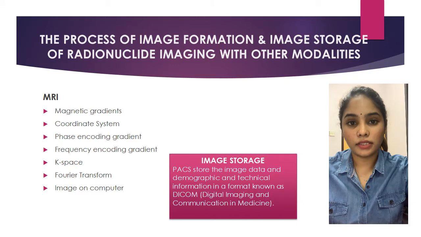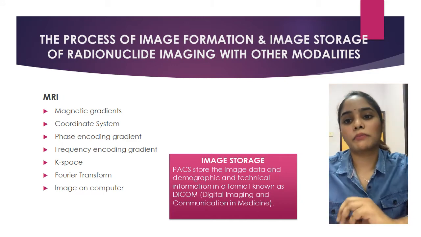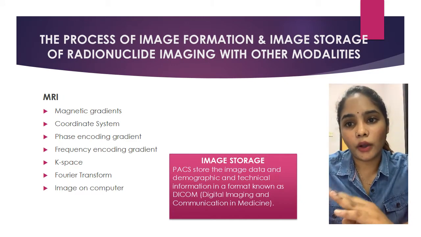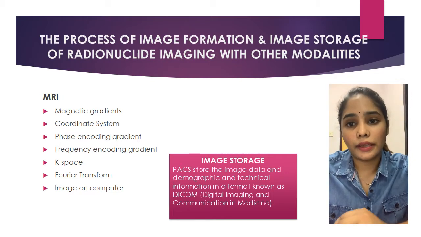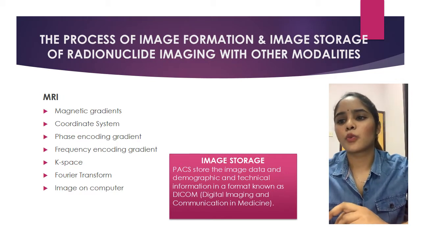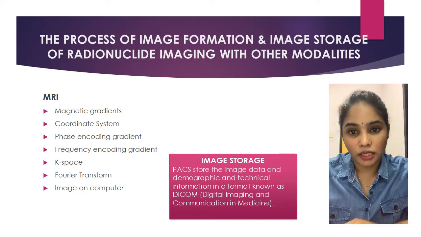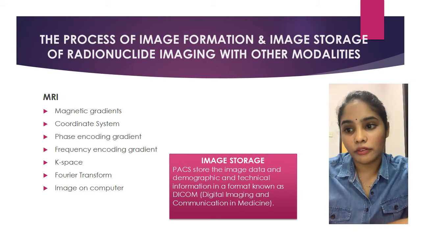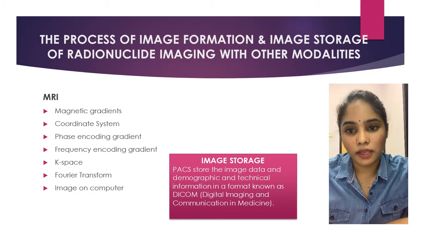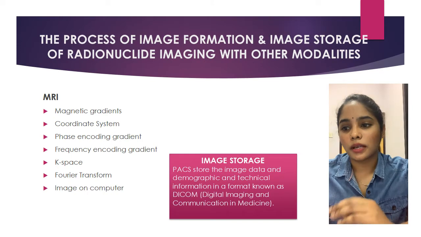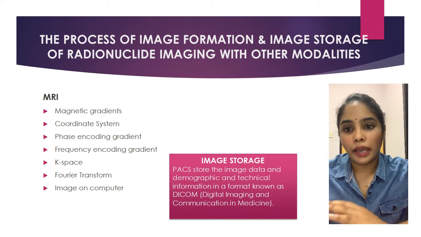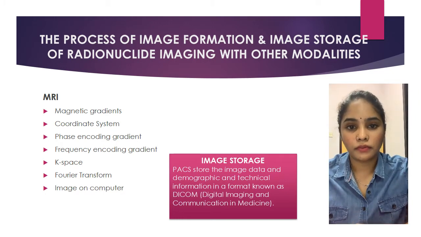Next is MRI. Image formation for MRI starts with magnetic gradients, followed by the coordinate system and the phase encoding gradient. Phase encoding gradient is the process of locating an MRI signal by altering the phase of spin. The next is the frequency encoding gradient, where a signal is located according to its frequency. Next is k-space, followed by Fourier transform, which is a mathematical process to produce an image from acquired data points, and the image will then be displayed on the computer.